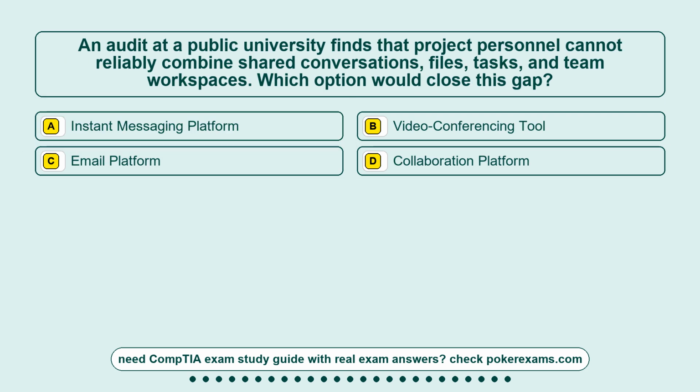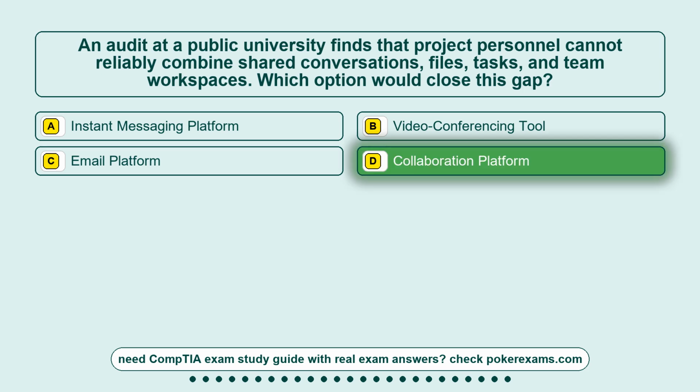Question 10. An audit at a public university finds that project personnel cannot reliably combine shared conversations, files, tasks, and team workspaces. Which option would close this gap? Option A, instant messaging platform. Option B, video-conferencing tool. Option C, email platform. Option D, collaboration platform. The correct answer is option D, collaboration platform.